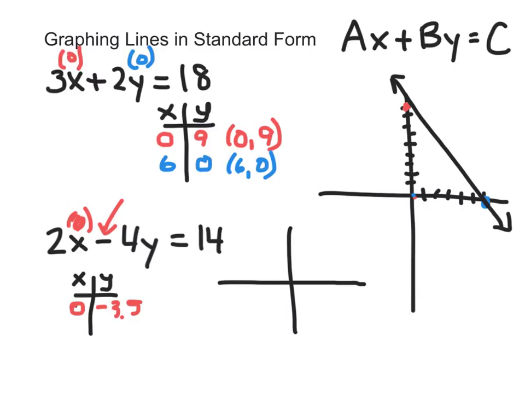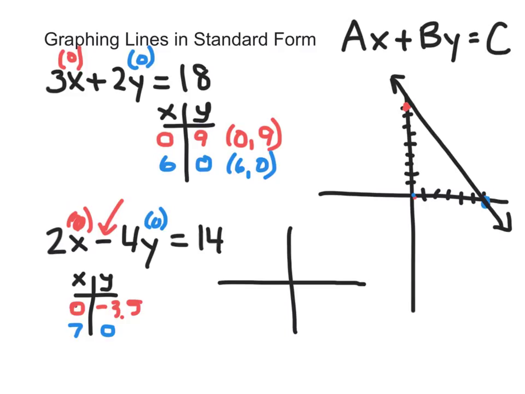The next thing we're going to do is put a 0 in for y. When we put a 0 in for y right here, again we have the 2x over here. Now we have negative 4 times 0. This is all 0. So we have 2x equals 14. Dividing both sides by 2 gives us 7.